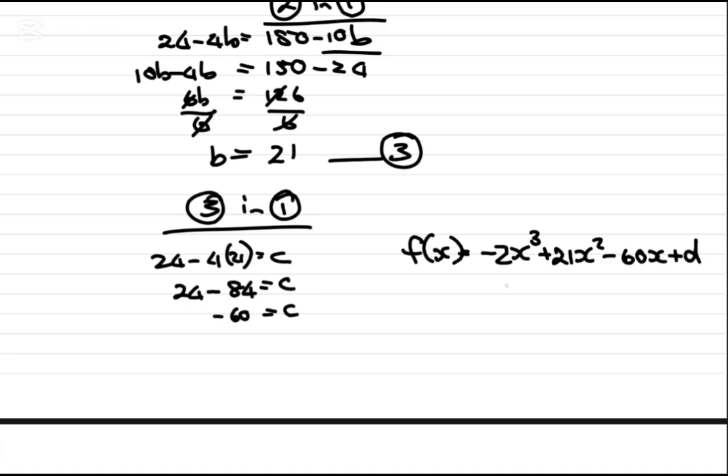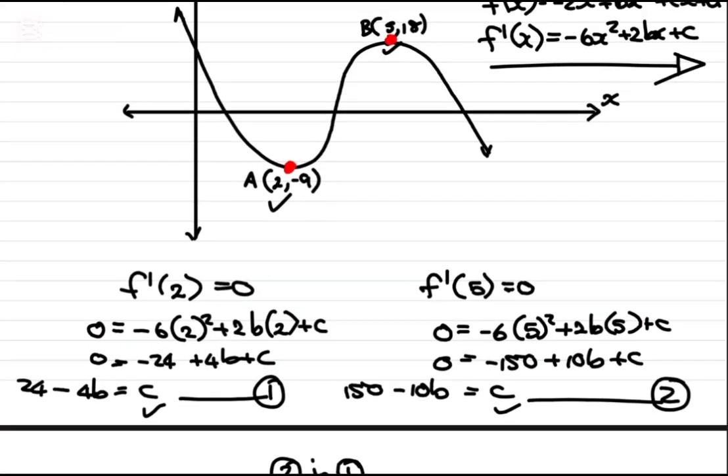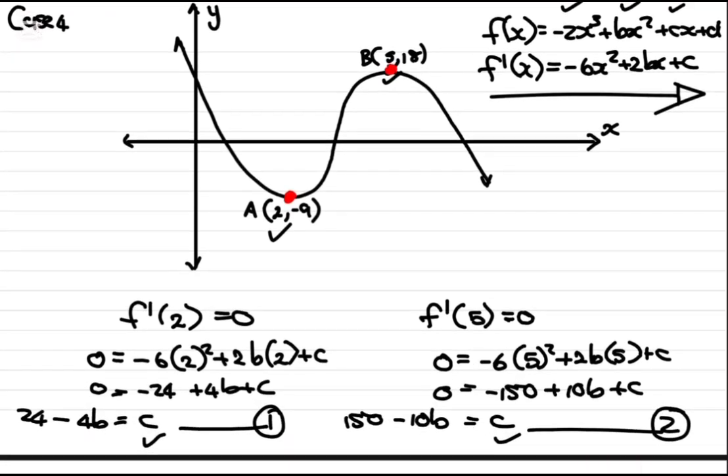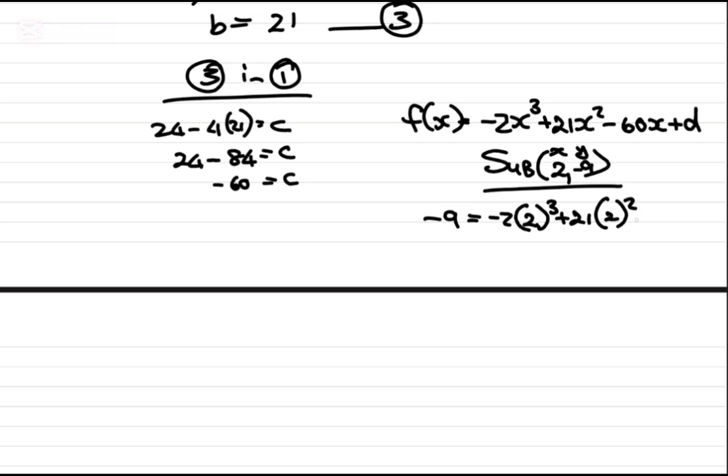Now we can just plug in any point. You can choose a point. So let's just sub any of these points in. Let's choose the easier one. I think let's go for, I think 2 and negative 9. I think 2 and negative 9 is the easier point. So let's just sub 2 and negative 9 into this equation, where x is 2, y is negative 9. So this is negative 9 equals minus 2, x is 2 cubed, plus 21, x is 2 squared, minus 60, x is 2, and then let's find the d.